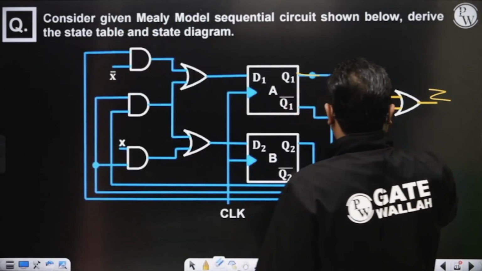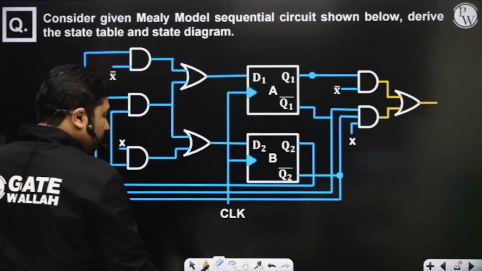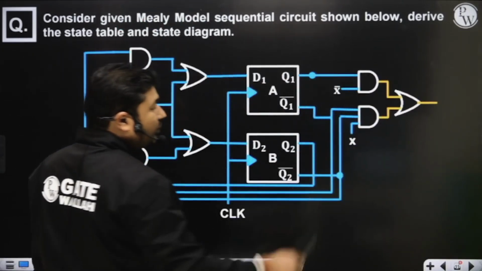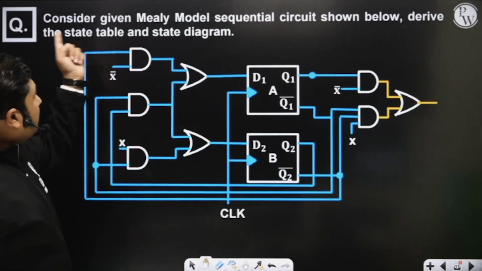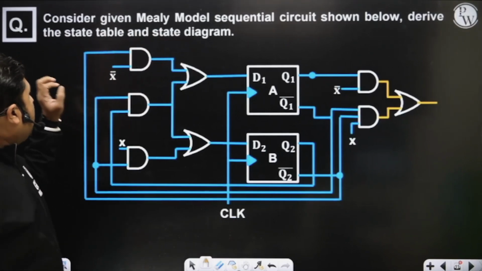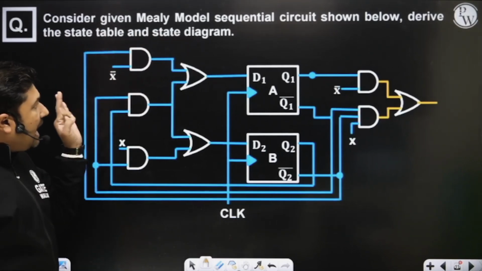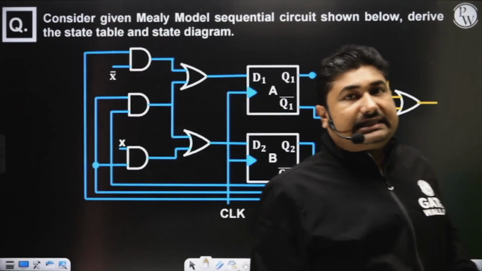So sometimes you need to identify whether the given model is a Mealy or Moore. So now you know how to identify the Mealy or Moore model. Is it okay? Now please observe. Consider the Mealy model sequential circuit shown below. Derive the state table and state diagram.